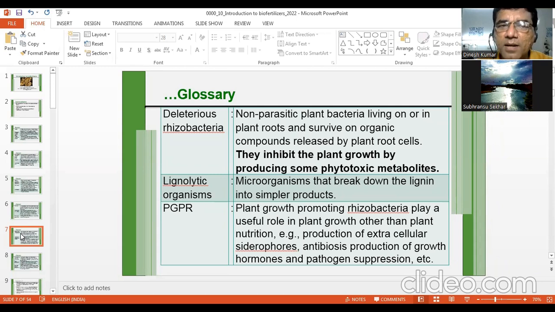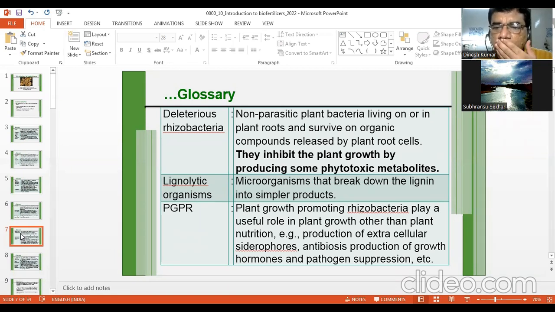There are three kinds of rhizobacteria. One is neutral, neither harm nor advantage. So neutral rhizobacteria will not affect the plant at all, positively or negatively. Deleterious rhizobacteria affect the plant negatively. They harm its growth. And plant growth promoting rhizobacteria have a positive influence on the plant growth. So PGPR are plant growth promoting rhizobacteria, which play a useful role in plant growth other than plant nutrition.